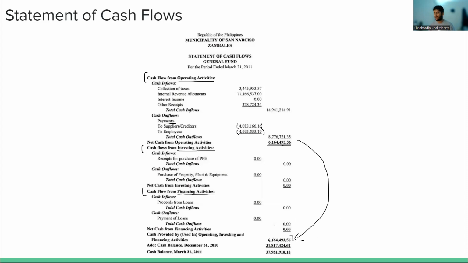Right? And then you just add that 6 million-ish back to their cash balance from before, which is their previous retained earnings, which we looked at in the previous slide, and you get your new cash balance for March 31st, 2011, which is the current period that we're in. All right, so that's how a statement of cash flows looks.